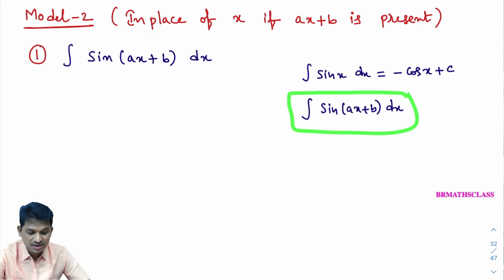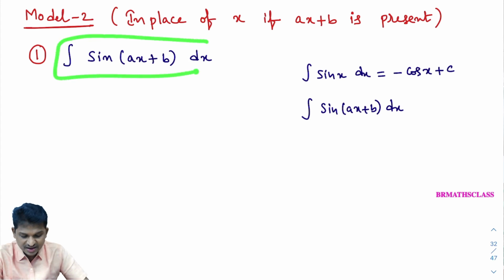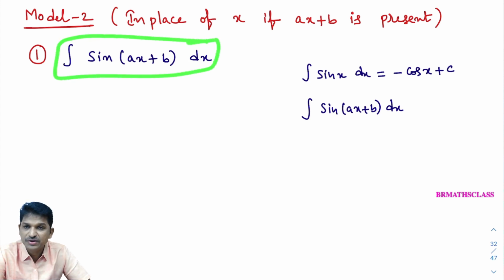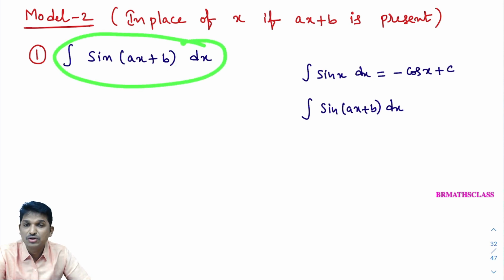This model is what? This is the formula we learned. In this formula, in place of x, here ax plus b is present. Okay, so you identified what type of problems we are doing. The point is, how do we integrate this? As we don't have any direct formula, in those 19 formulas we don't have a formula for integral of sin of ax plus b dx. No direct formula is there to solve this.